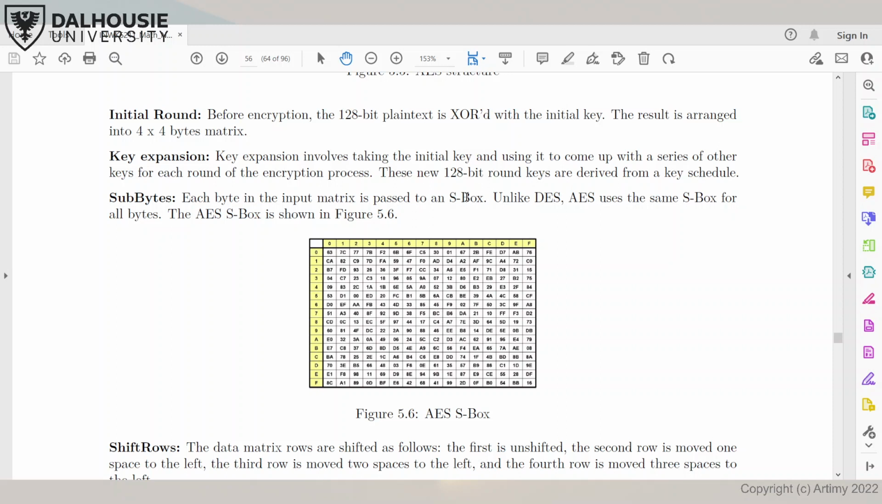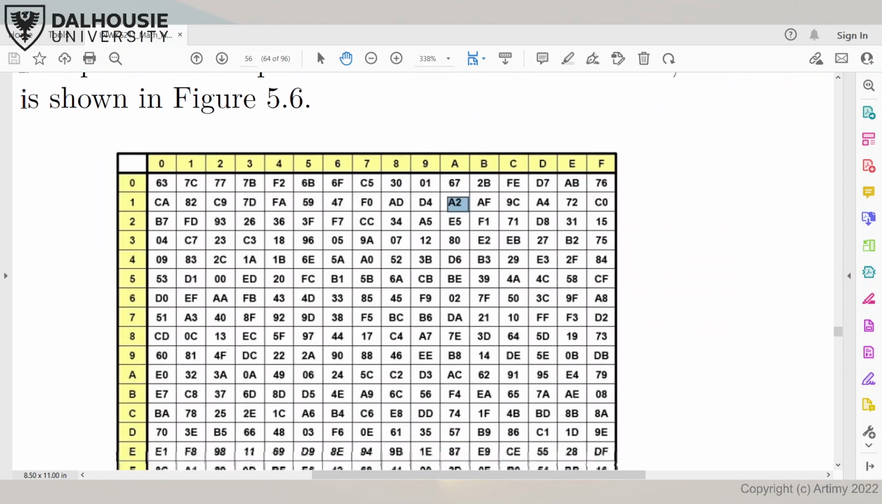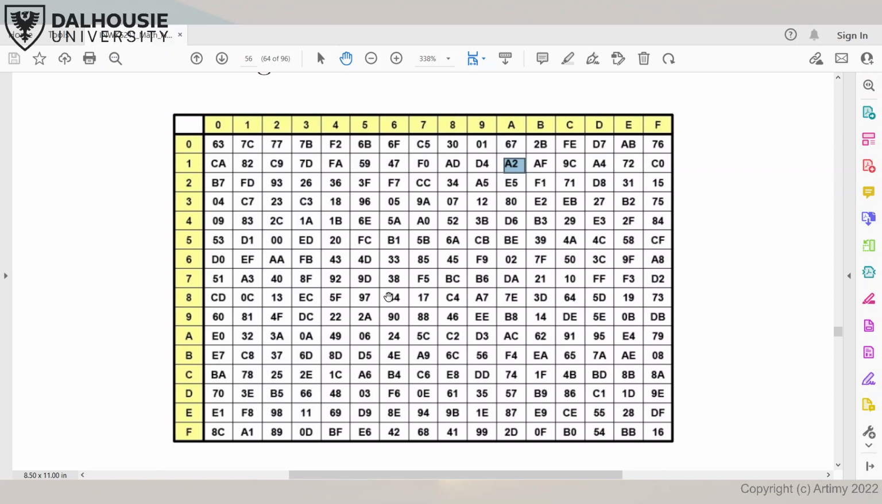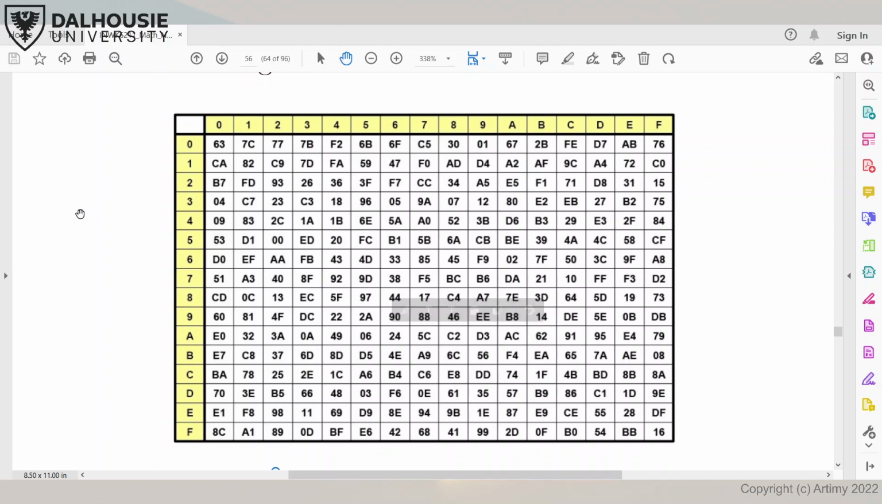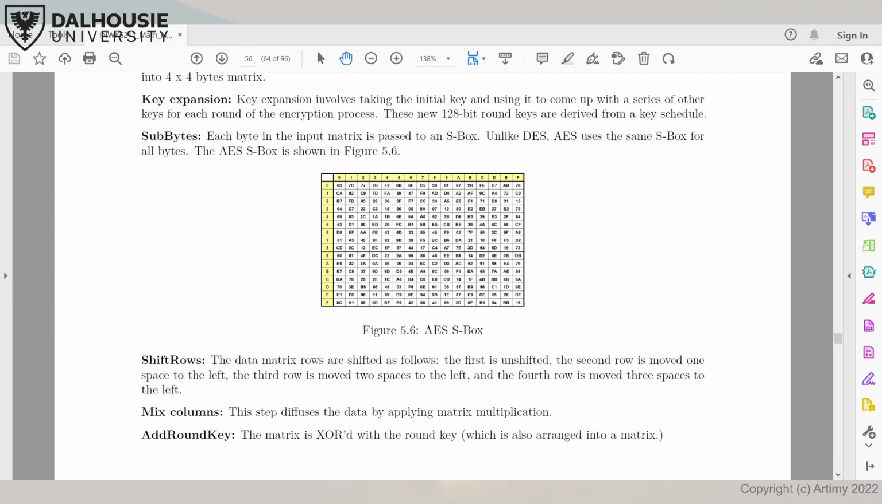Each one of them represents a different mapping. Here, all the S boxes are the same, right? And this is actually what the S box looks like. So if the byte is 1A, and the intersection of the two is A2 here, the A2 will be the output, right? So we can say, well, if the input is 86, the output will be 44. So that's the mapping. It takes a byte as input and gives us a byte as output.